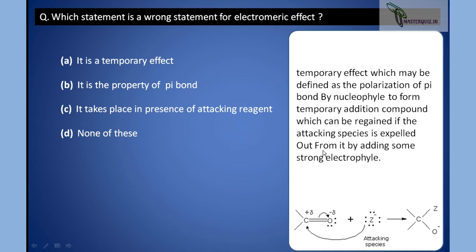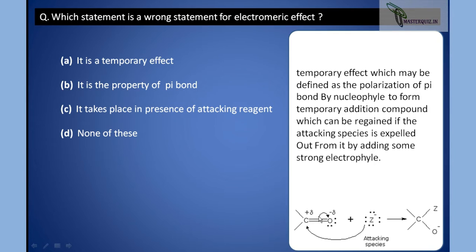That means it is a temporary effect, which may be defined as the polarization of pi bond by nucleophile to form a temporary addition compound, which can be regained if the attacking species is expelled out from it by adding some strong electrophile. That means when we add electrophile to this product, then this will be changed back to the previous atom. So it takes place only in the presence of the other attacking reagent.